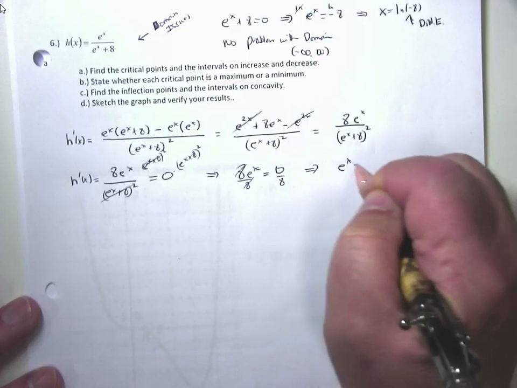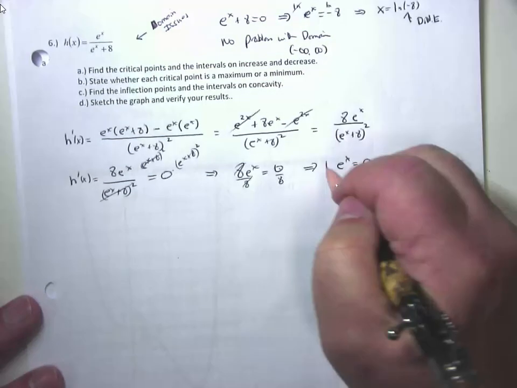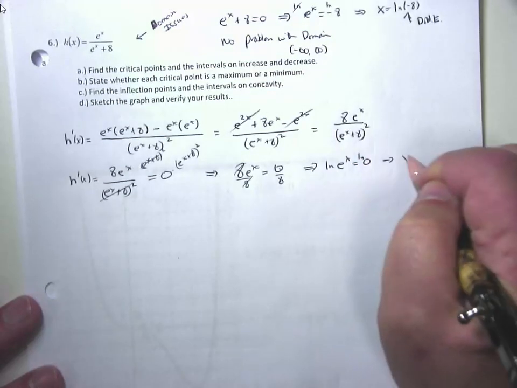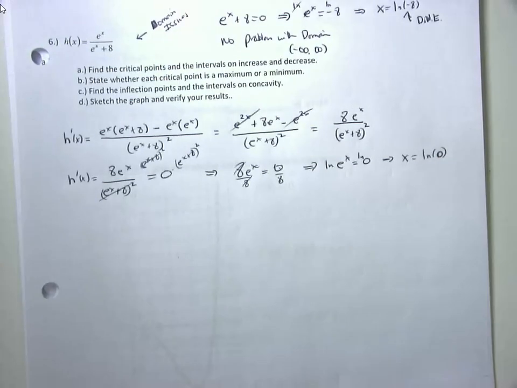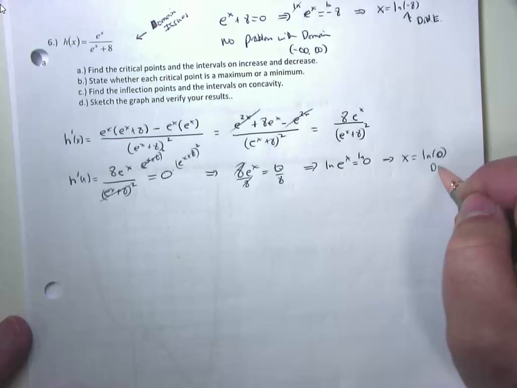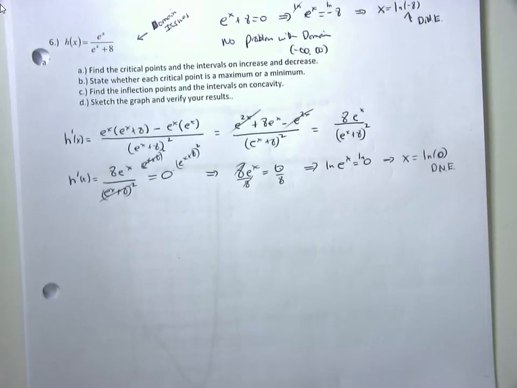You get e to the x equals 0 divided by 8, still 0. And what kills off an e so I can solve for x? Take the natural log of both sides. You get x equals the natural log of 0. What's the natural log of 0? No, it's not 1. Natural log of 1 is 0. Natural log of 0 does not exist because you can't take the log of negative numbers, nor can you take the log of 0. You can only take the log of positive numbers.